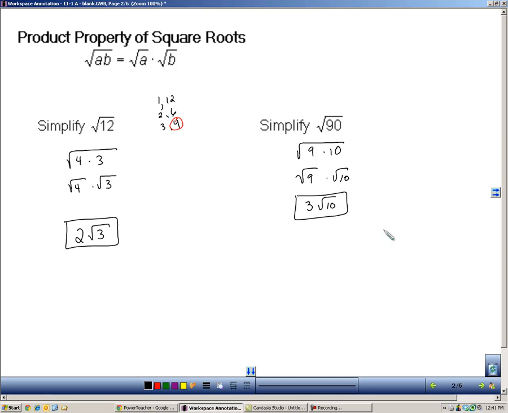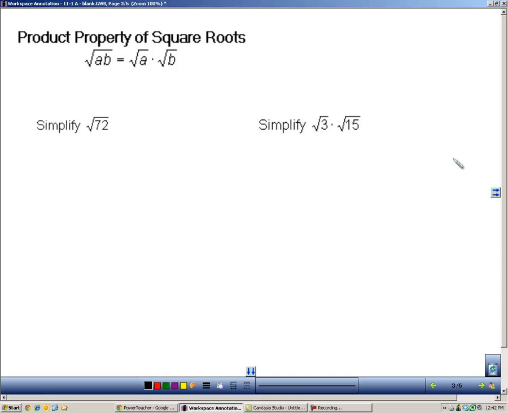The key here is picking factors that are perfect squares. The number 4 here is a perfect square, which is why we picked it. The number 9 here is a perfect square. That's why we picked it. You want to pick a factor that's a perfect square. If you don't, then breaking them up like this won't do any good.